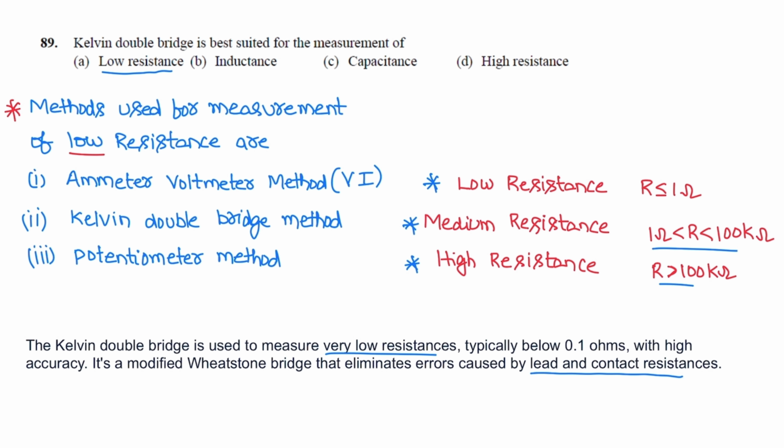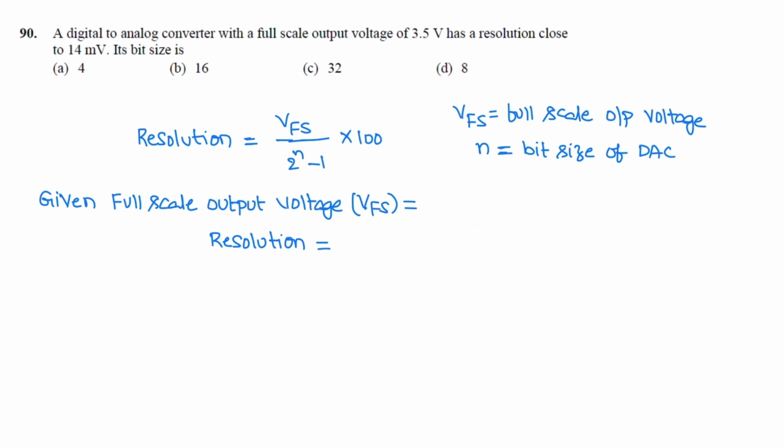Next question. A digital to analog converter, DAC, is given with full scale output voltage of 3.5 volts and has a resolution close to 14 millivolts. Given the resolution is 14 millivolts and full scale output voltage is 3.5 volts, in the question they ask to calculate the value of bit size.